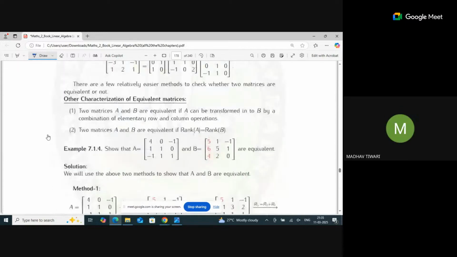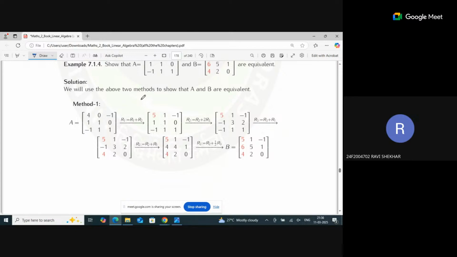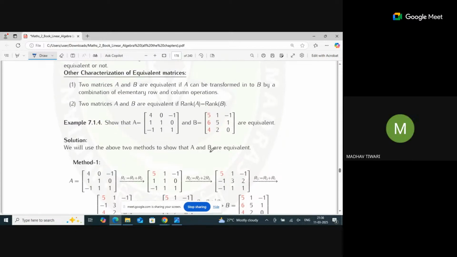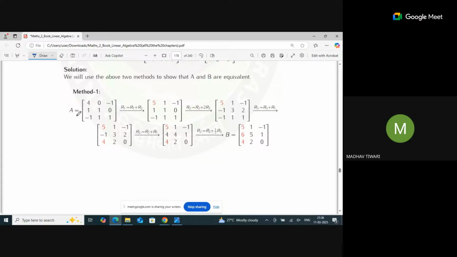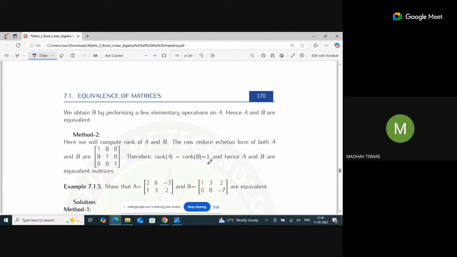Let's see some properties, the characterization. Two matrices A and B are equivalent if A can be transformed to B. And two matrices are equivalent if the rank of A is equal to the rank of B. So two methods are there. So that A and B are equivalent, we have to show that. Firstly, we will transform A to B, or we can use this method. Ranks are matching, so they are equivalent. If the ranks are matching, then it will be equivalent.